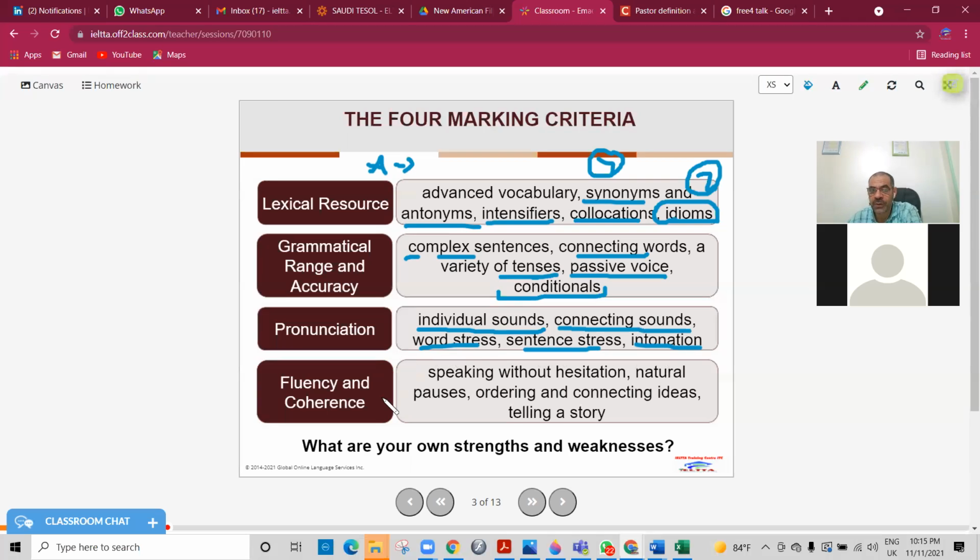The next part is about fluency and coherence. So you should focus on speaking without hesitation, with natural pauses. You can pause, but natural pauses, not looking for vocabulary and so on. Ordering and connecting ideas, and telling a story. Think about your own strengths and weaknesses here if you are going to prepare for the speaking test.